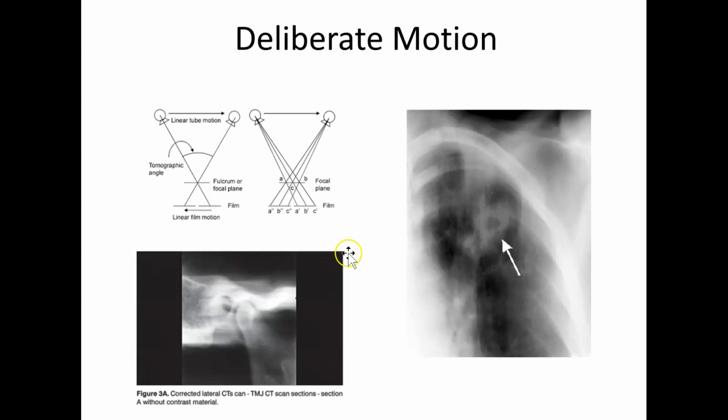All right, sometimes we use deliberate motion. Here they're showing you tomograms, and that is where both the tube and the image receptor move during the exposure. And basically that creates a fulcrum, or a plane, in which the only details that can be seen are in that fulcrum or plane. The rest above and below is blurred out. And this is what we used to examine parts better before we had CT.